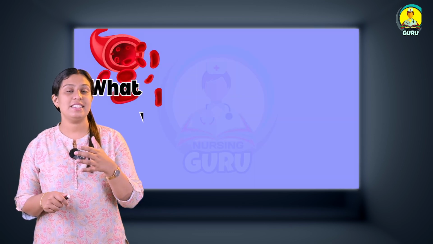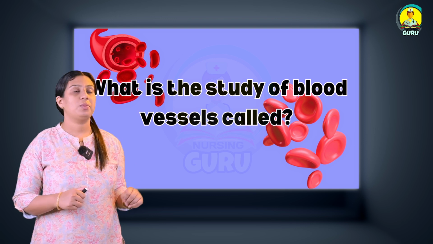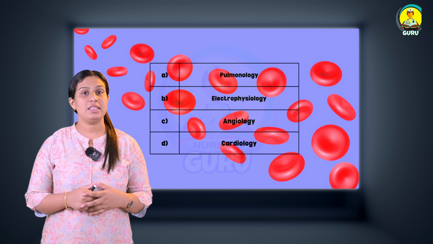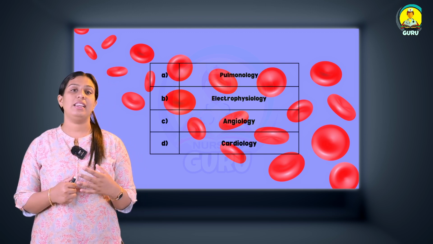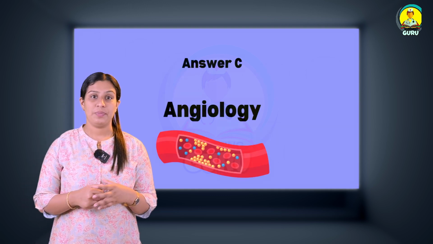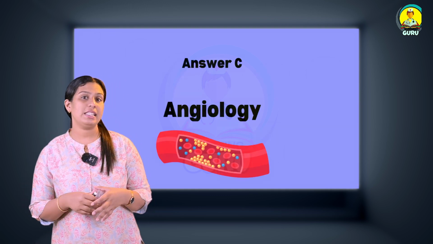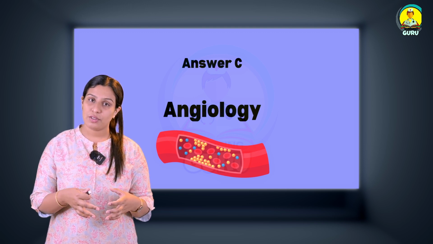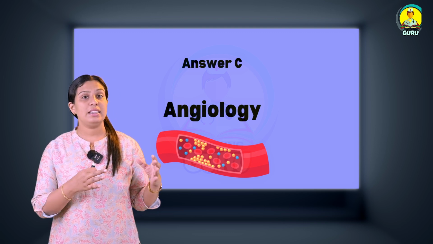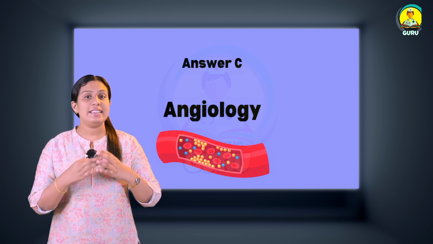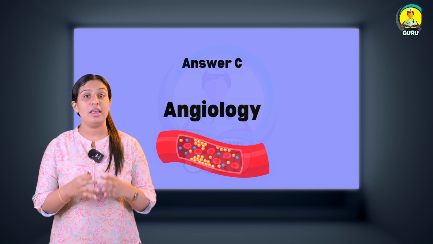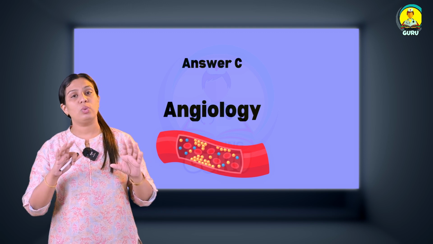Third question, which is the study of blood vessels called? 4 options are there. The first option pulmonology, second one electrophysiology, third one angiology and the last one is cardiology. Which is the right answer? The right answer is angiology. Angiology is a branch of medical science that focuses on the study of blood vessels including arteries, veins and capillaries. It involves understanding the structure, function, diseases and disorders of the vascular system, which plays a crucial role in maintaining the circulation of the blood throughout the body.